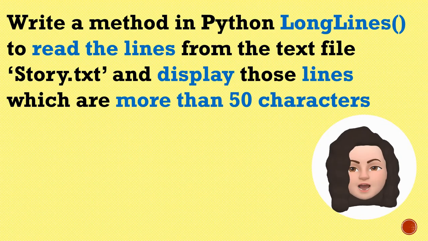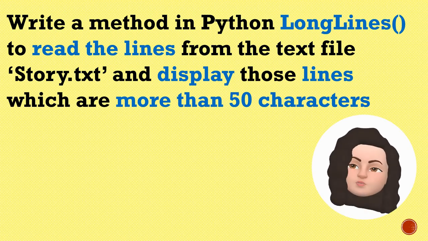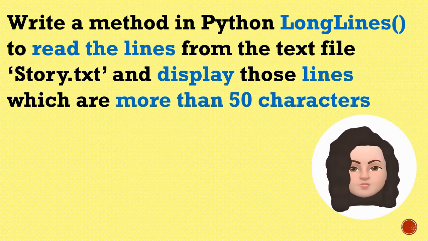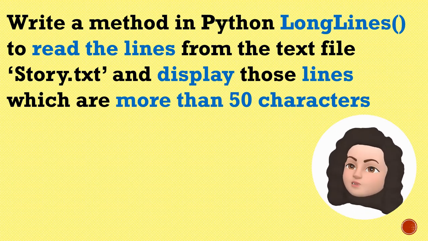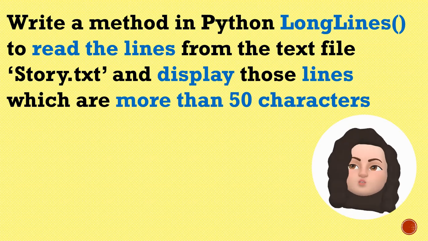Write a method in Python, long lines, to read the lines from the text file story.txt and display those lines which are more than 50 characters. So the name of the text file is story.txt. You have to open the file, read the lines and find out the length of the lines. If the length of a line is more than 50, then you have to display the lines.